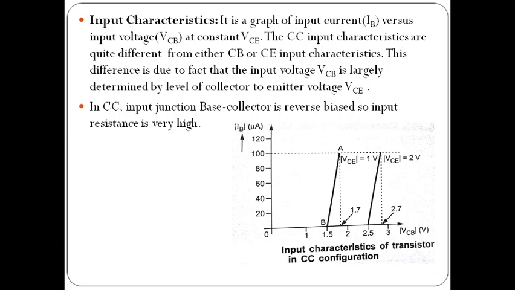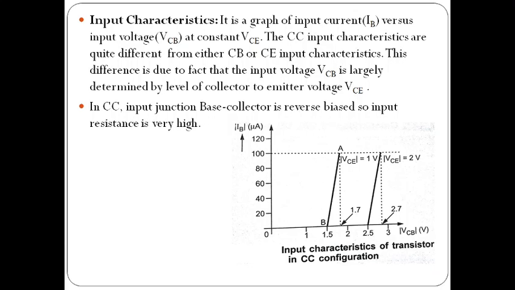Now, input characteristics of common collector. Here it is the graph between the input current IB versus input voltage VCB at constant VCE. The common collector input characteristics are quite different from the common base and common emitter. You can observe the input characteristics of common collector here. These are not looking like common base and common emitter. This difference is due to the fact that the input voltage VCB is largely determined by the level of collector to emitter voltage VCE.